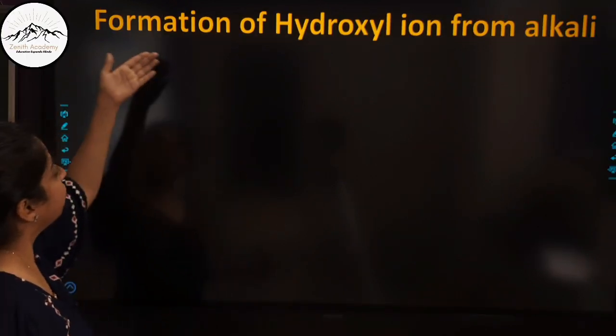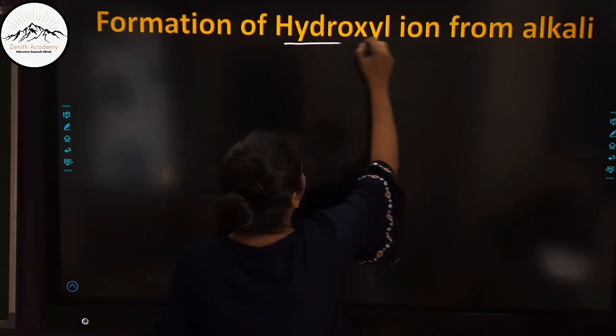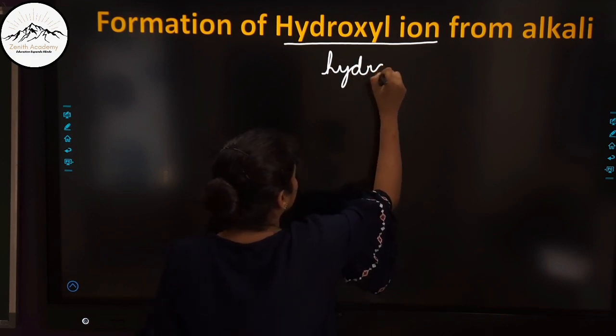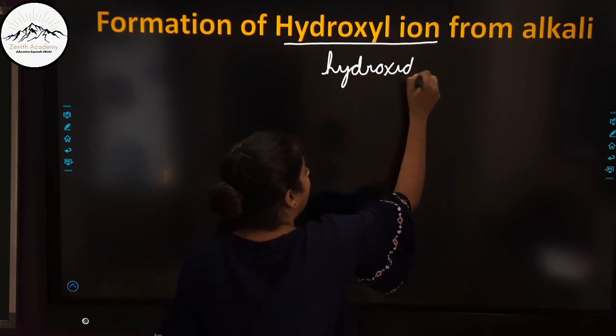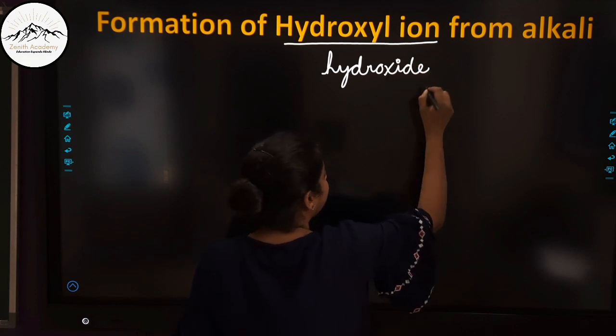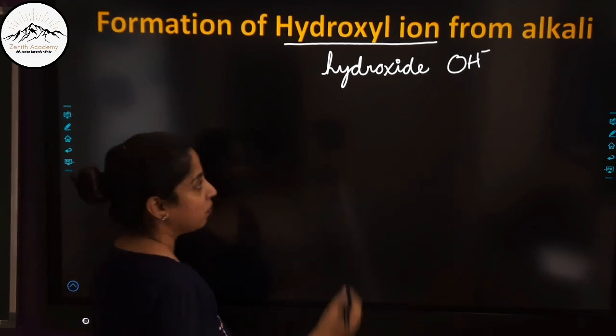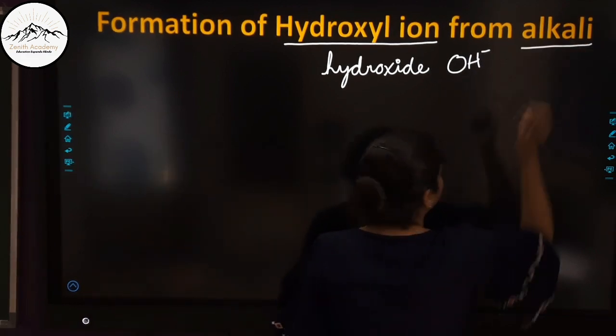Now let's go ahead with the formation of hydroxyl ion from alkali. Hydroxyl ion is also known as hydroxide ion. So whether they ask you hydroxyl ion or hydroxide ion, it is the same, that is OH minus, and it is formed from the aqueous solution of an alkali.